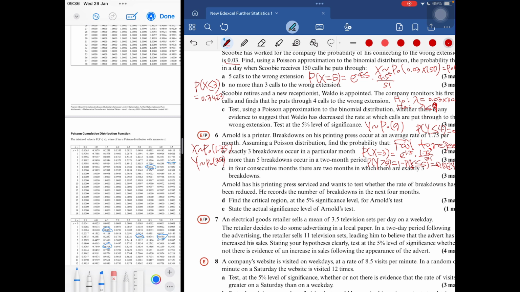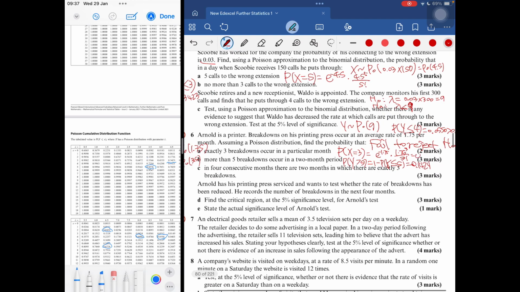And 4 consecutive months, 2 months is exactly 3 breakdowns. So this is about binomial. Exactly 3 breakdowns, so I need to calculate this one: e to the power of negative 1.75 times 1.75 to the power of 3 over 6. So 0.15522, let's say.